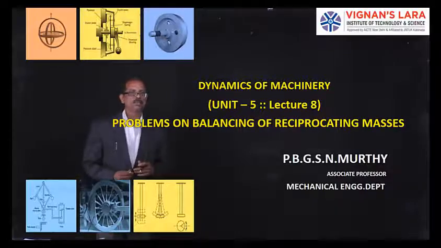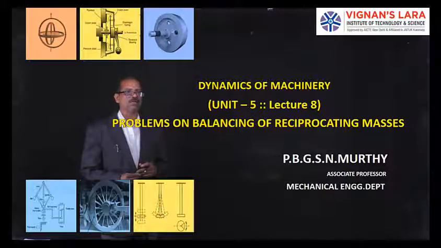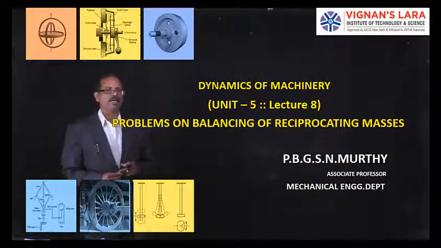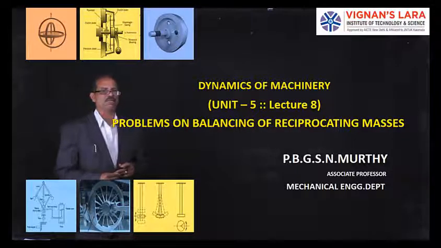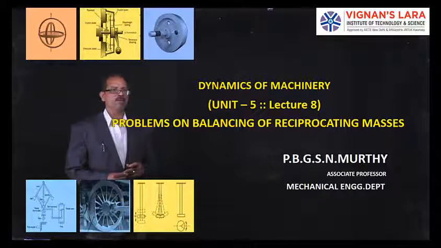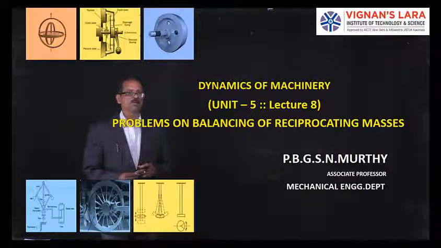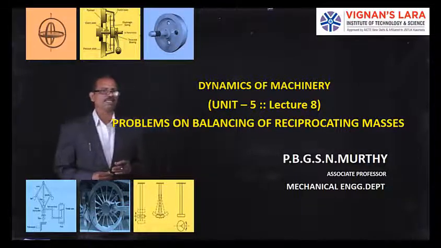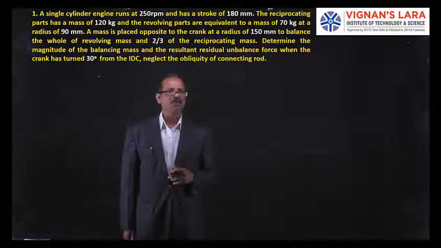Good morning. We have seen the theory part on balancing of reciprocating masses, and today we will solve two problems based upon the theory we discussed in the previous class. So now let us see a simple problem first, a problem on reciprocating masses, then we will see one complex problem. So the problem is like this: a single cylinder engine runs at 250 rpm.